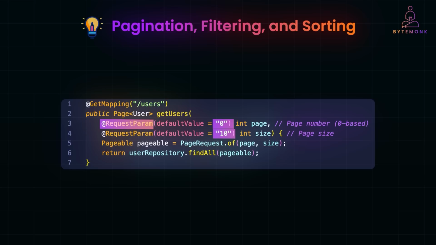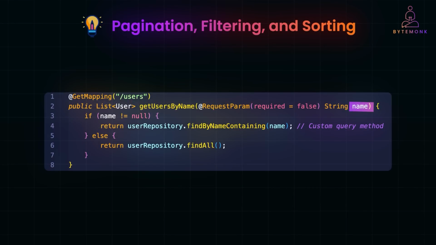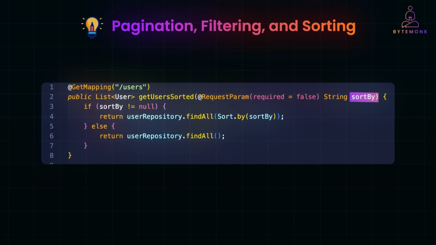Now let's talk about filtering. Suppose clients want to find users by name. We can use query parameters for this. If the name parameter is provided, we use a custom query method to find users whose name contains the given string. Otherwise, we return all users. Finally, sorting. Clients might also want to sort users by their registration date. And again, we can use query parameters. Here, if the sortBy parameter is provided, we use Spring Data Sort to sort the results accordingly.